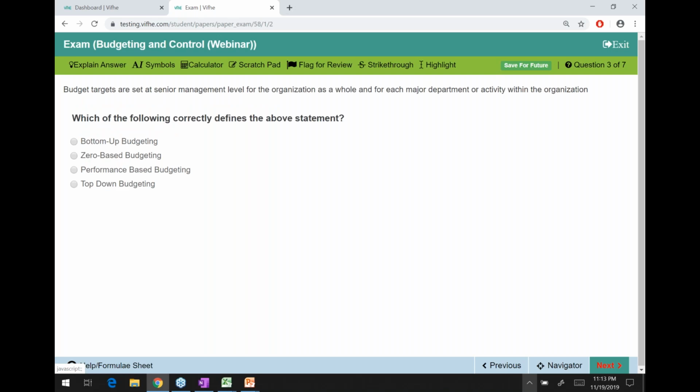Quickly tell me. Budget targets are set at senior management level for the organization as a whole and for each major department or activity within the organization. Which of the following correctly defines the above statement? Bottom up, zero base, performance based, top down. The answer is what? Top down. Exactly. Senior management prepares the budget, it's top down.